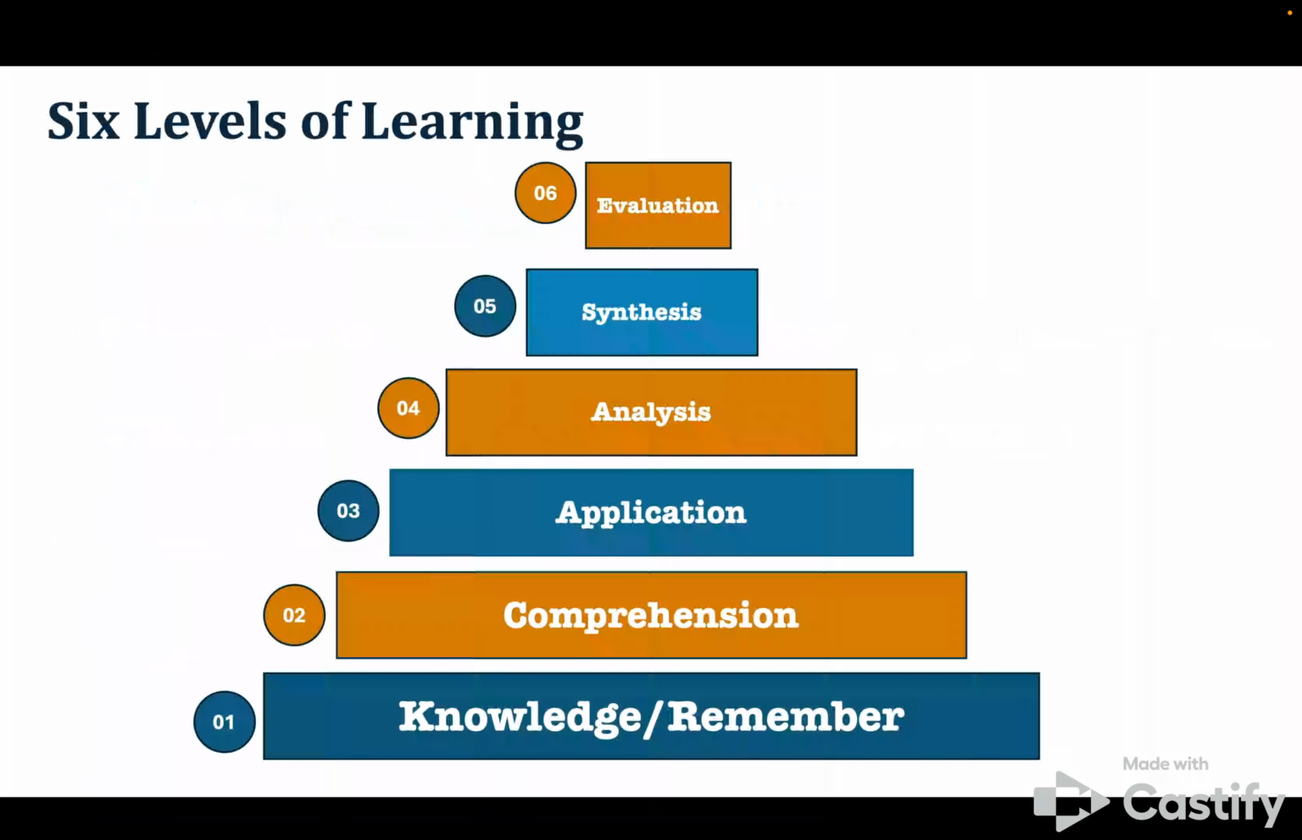Before we dive into the 6 levels, it's important to remember that there are actually 2 versions of Bloom's taxonomy. This presentation will focus on the original version, but there is also the revised version which was mentioned earlier. The 6 levels of Bloom's taxonomy are knowledge or remember, comprehension, application, analysis, synthesis, and evaluation.